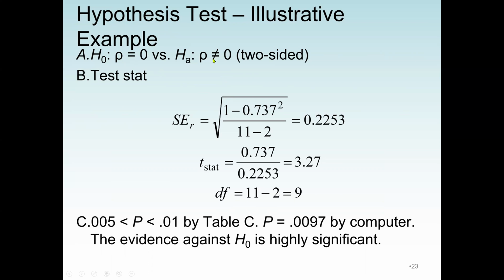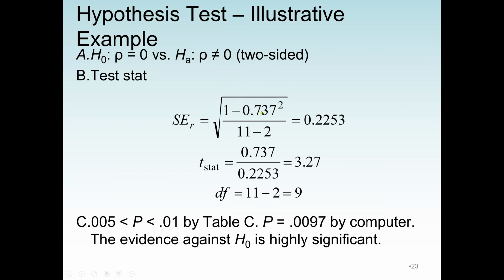Maybe there's a relationship between the two sides. So our H0 says the population correlation coefficient, no relationship, is equal to 0. HA goes against it, so it's not equal to 0. First we find the standard error, which is the square root of 1 minus R squared. We find this R in our previous example.